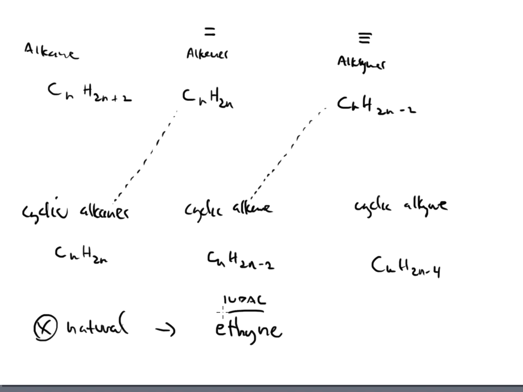What does eth mean? Eth means 2. 1, 2. And what do you think the yne represents? That's right. That is our ending that we begin to use in IUPAC nomenclature. Can you believe it? Alkynes end in a yne, and IUPAC names will end in a yne. Okay, so that means that this is a carbon that's triple bonded.